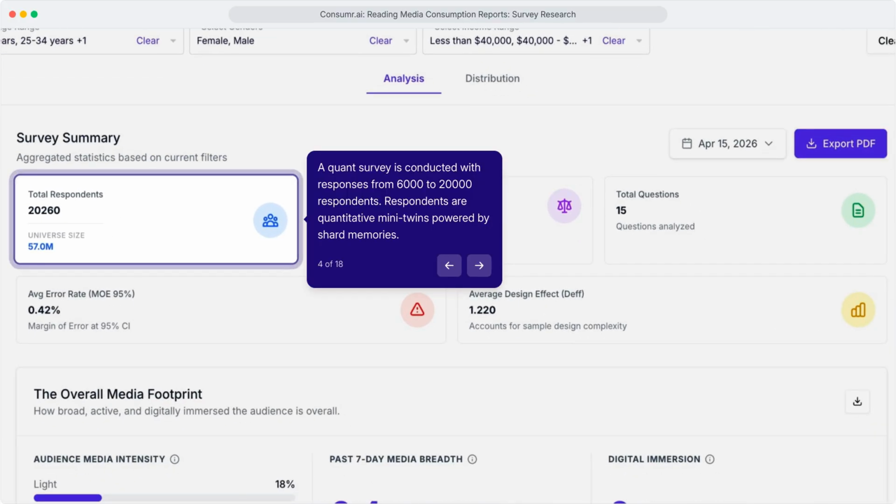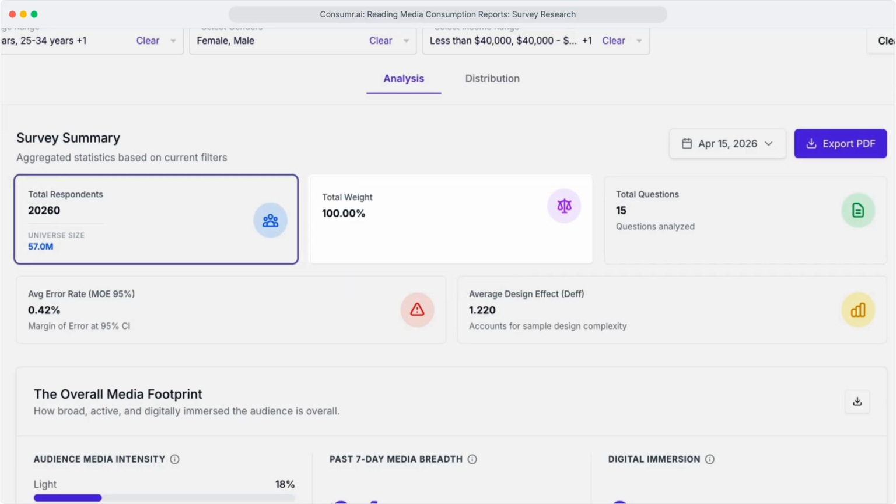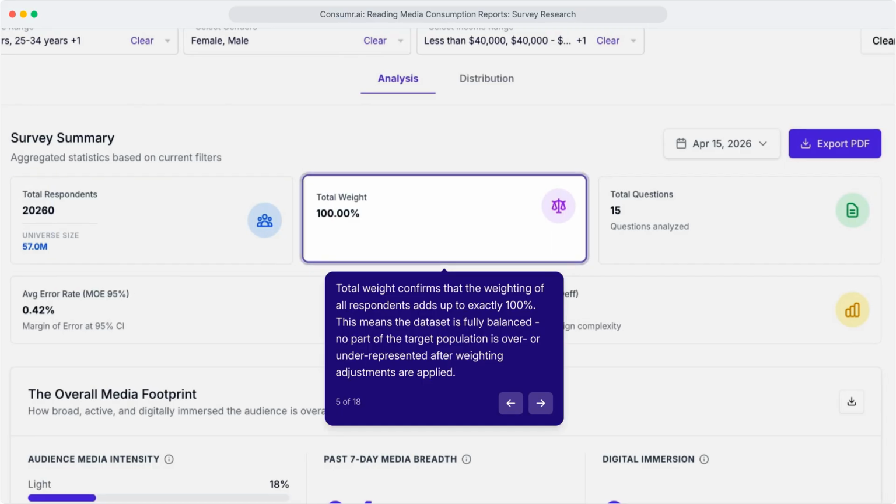Every media consumption survey draws from 6,000 to 20,000 respondents. That's massive. That's statistical power. This is quantified consumer reality at market scale. Total weight confirms your data is fully balanced. This means your respondent pool was weighted to represent your actual market.